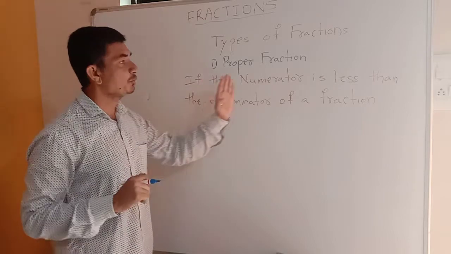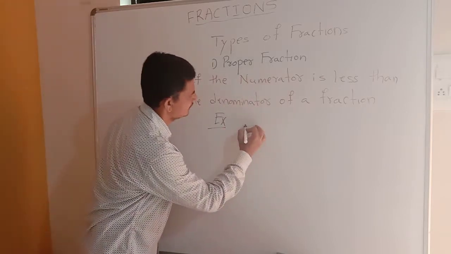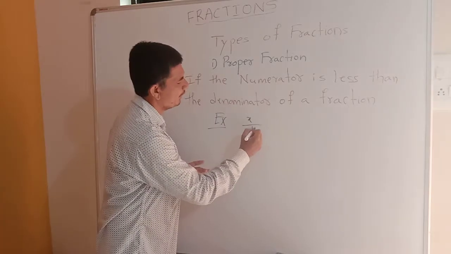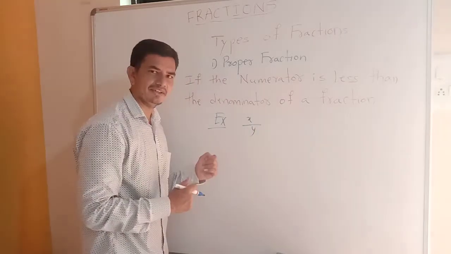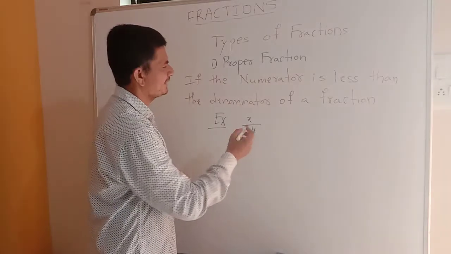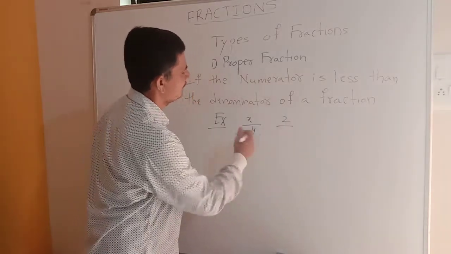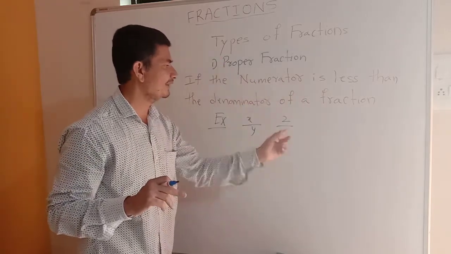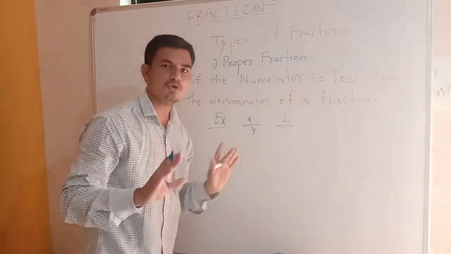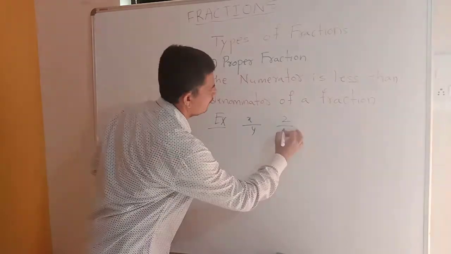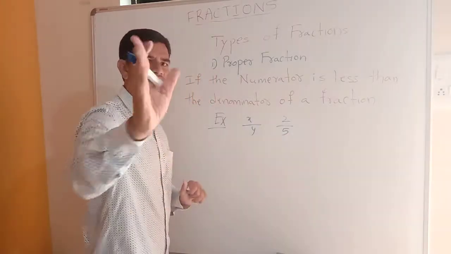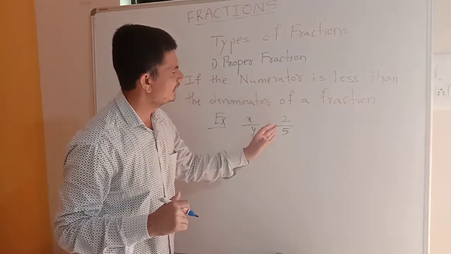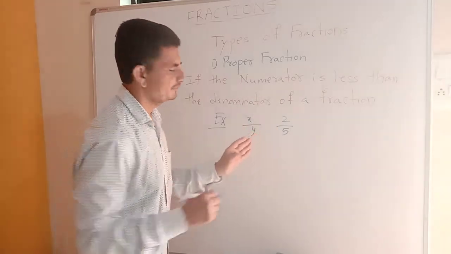See here, the numerator is less than the denominator. I told you it is in the form of x by y. So we can write any number here. In the place of x, you can write 2. In the place of y, what do we have to write? The numerator is less than the denominator, which means the denominator should be the greater number: 2 by 5. So 2 by 5 is an example of a proper fraction. The numerator is small and the denominator is big.